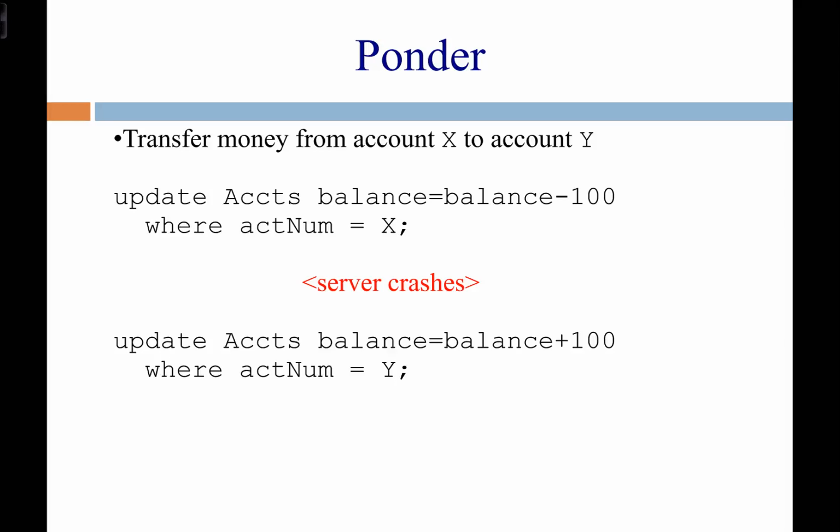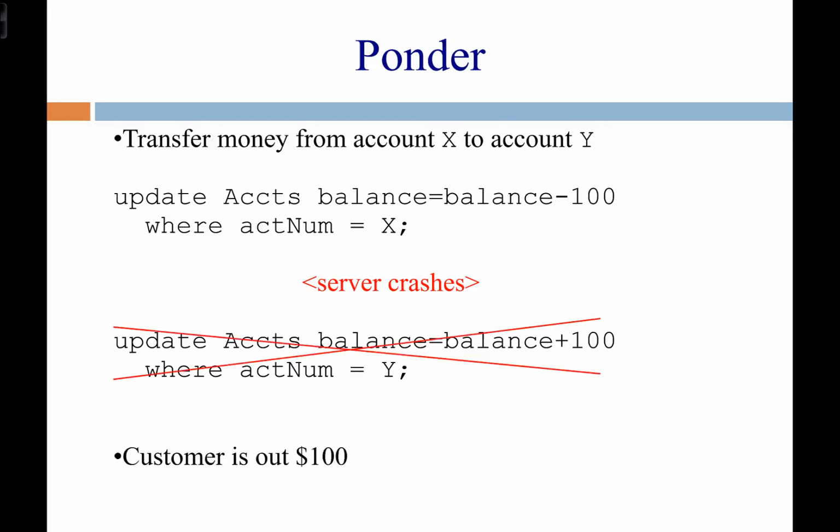So after subtracting the balance from one, say the server crashes. And even though we have ACID and we have each of these operations running in a transaction, this is what happens. The first operation will completely succeed and thus remove $100 from account X. The second operation will completely fail and thus never add $100 to the other account. So the customer has just lost $100.